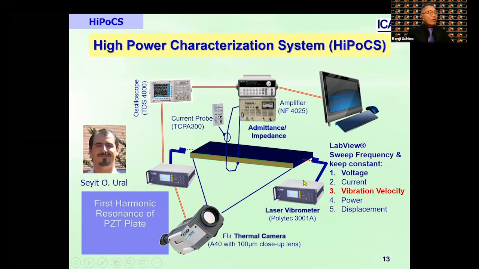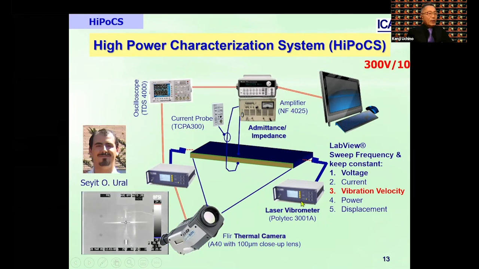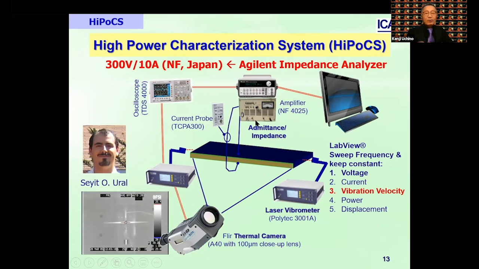So this is our current setup. The key point is a driving circuit. For typical piezoelectric devices at resonance, a high mechanical quality factor Q means something like 1000. Therefore, the current is really large. A current of 10 amperes is required.